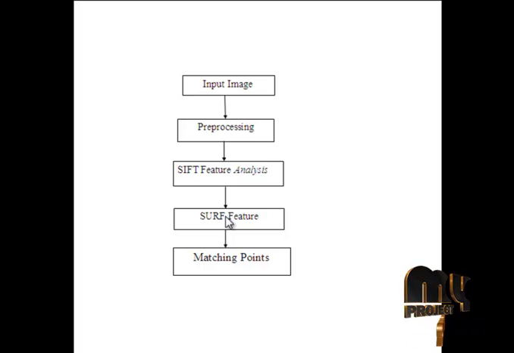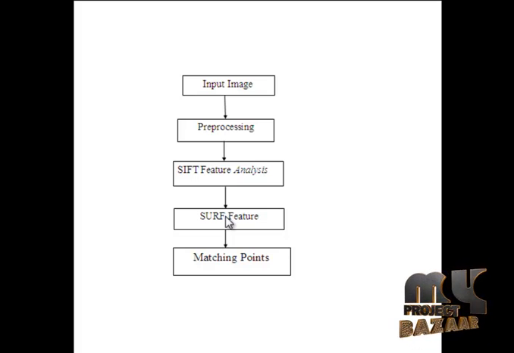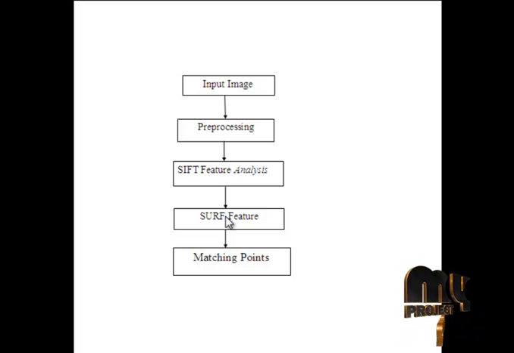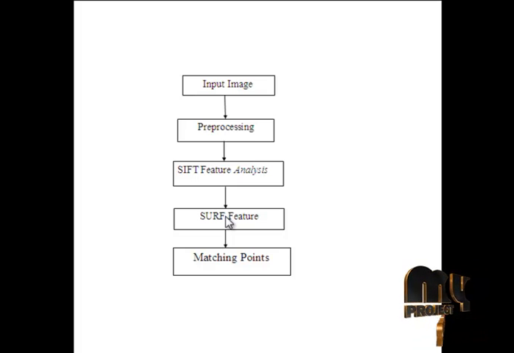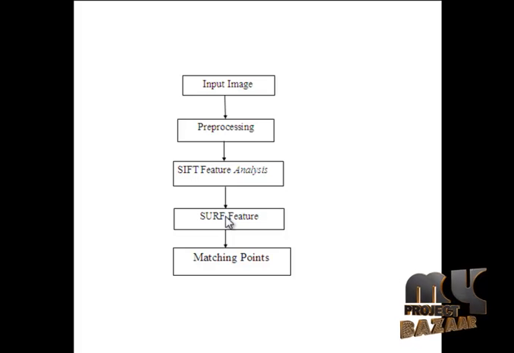SURF stands for speeded up robust features, which introduces a new algorithm called SURF. SURF goes a little further and approximates the LoG with a box filter. The image below shows a demonstration of such an approximation. One big advantage of this approximation is that convolution with the box filter can be easily calculated with the help of integral images. After that, we go for the matching points.